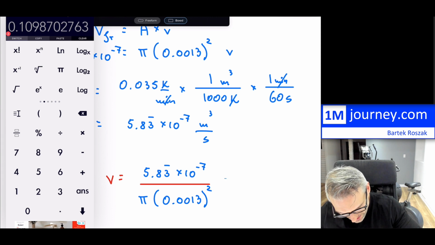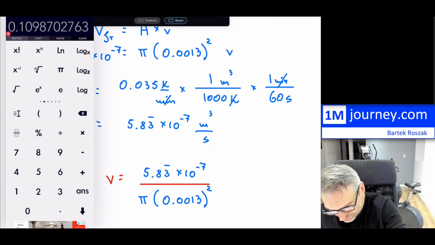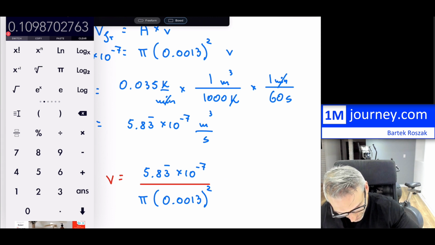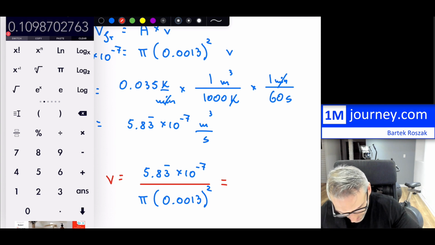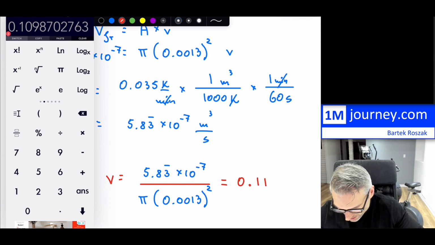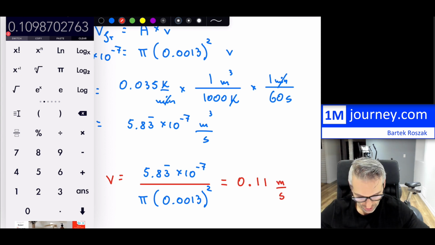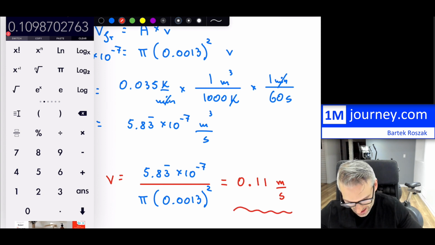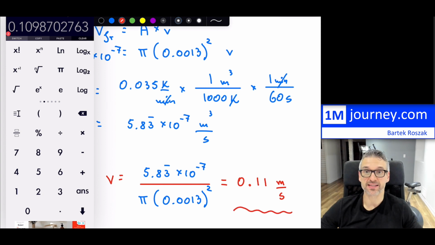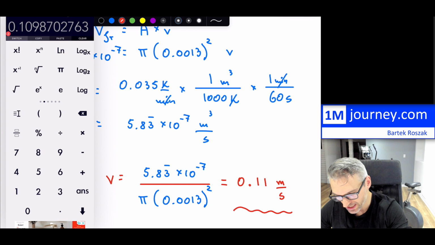So what does this tell me now? If I do this, this is going to be 0.11. I'll keep it to 2 significant figures because I think that's the lowest one in there. And that's going to be my speed, which is in meters per second. All right, so that's what I would have in there, and that's it for this particular example.